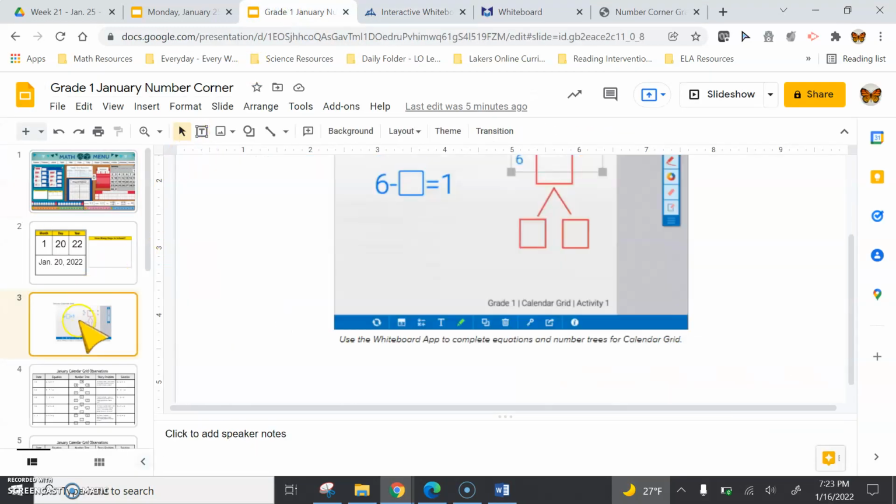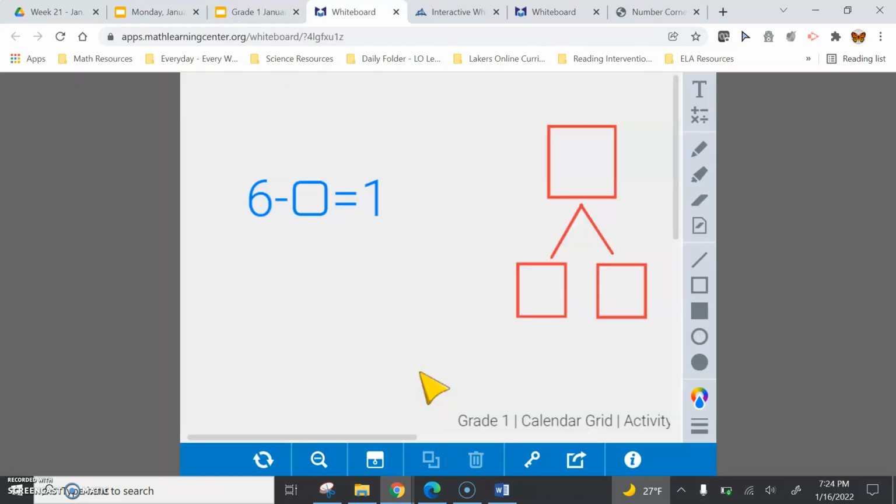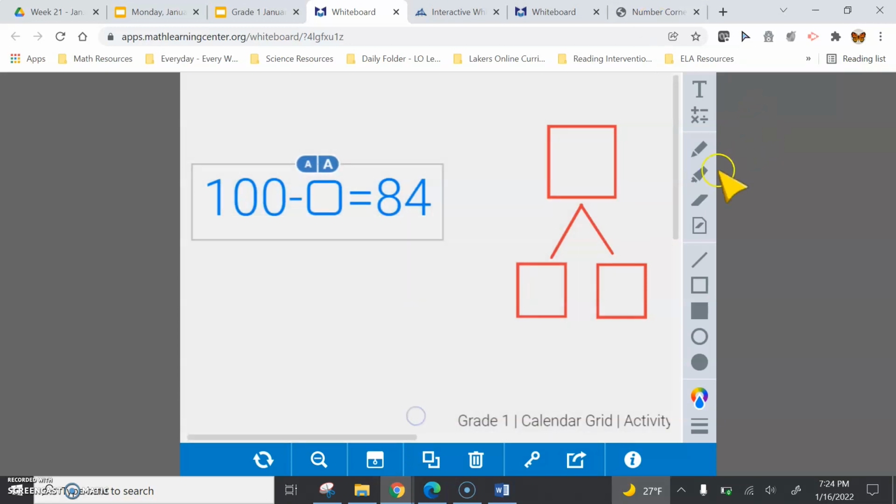Did you come up with a number? I think you did. That number should be 16. Did you have 16? And that's what it should be. 100 minus 16 equals 84.